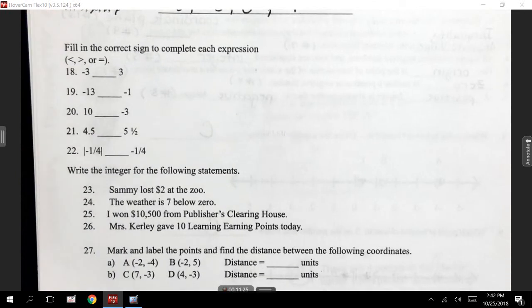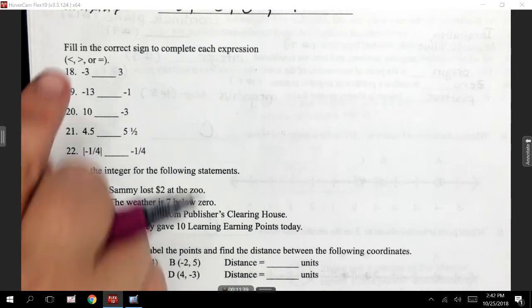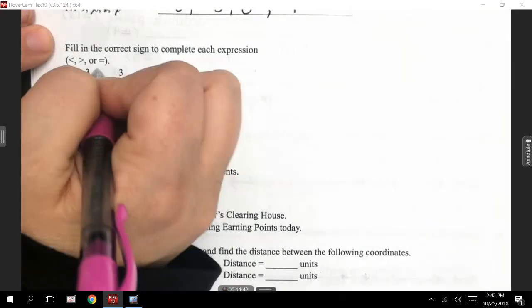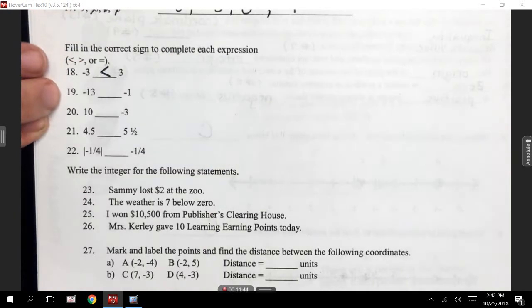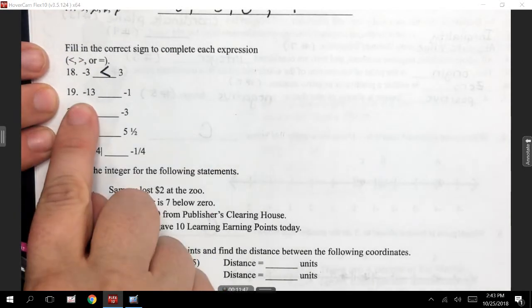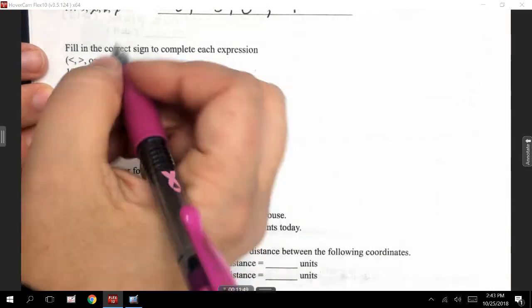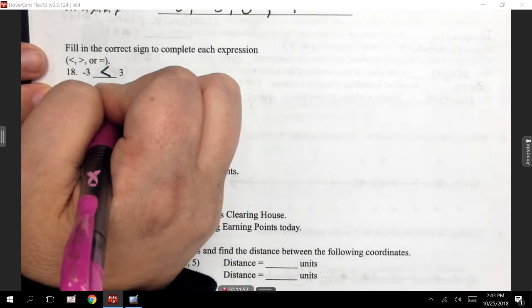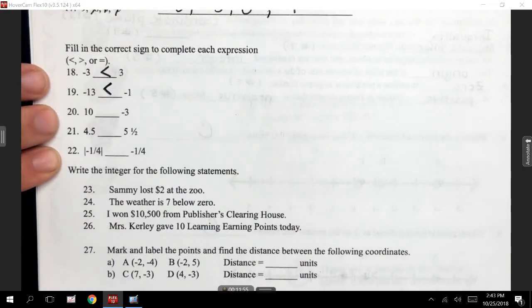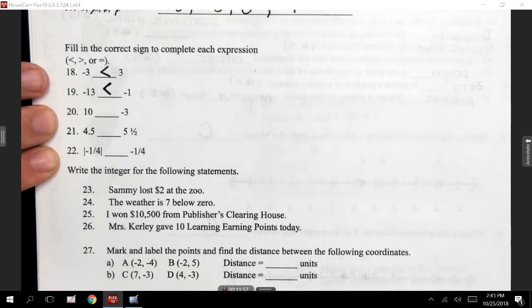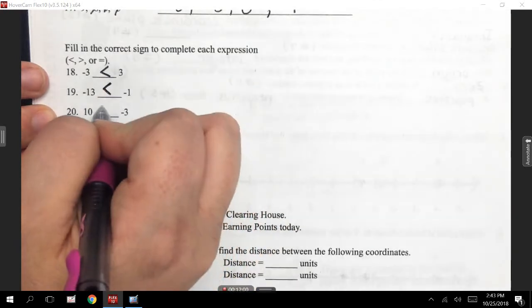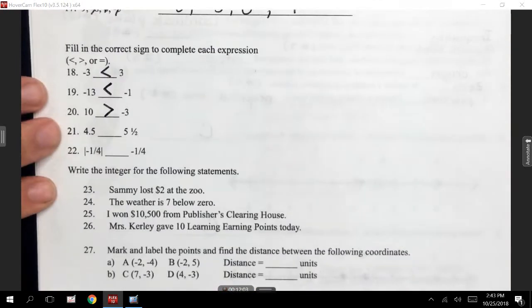All right, looking down at the next one. We need to compare these. -3 compared to 3. Both of them have 3, but remember what we said in our definitions. A positive number is always greater than a negative, so a negative number is going to be less than a positive. If I'm looking at -13 and -1, remember -13 is further to the left, so -13 is less than -1. That positive number should be greater than the negative, so 10 is greater than -3.